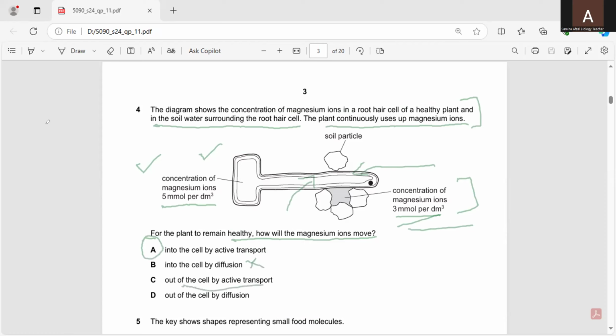Out of the cells by active transport: the concentration is less outside, so the movement is from lower to high, not from high to low. So C is not correct. Out of the cells by diffusion: diffusion takes place when ions move from the higher concentration to lower. In that case, it will be diffusion. But we know that active transport takes place when the ions move against the gradient.